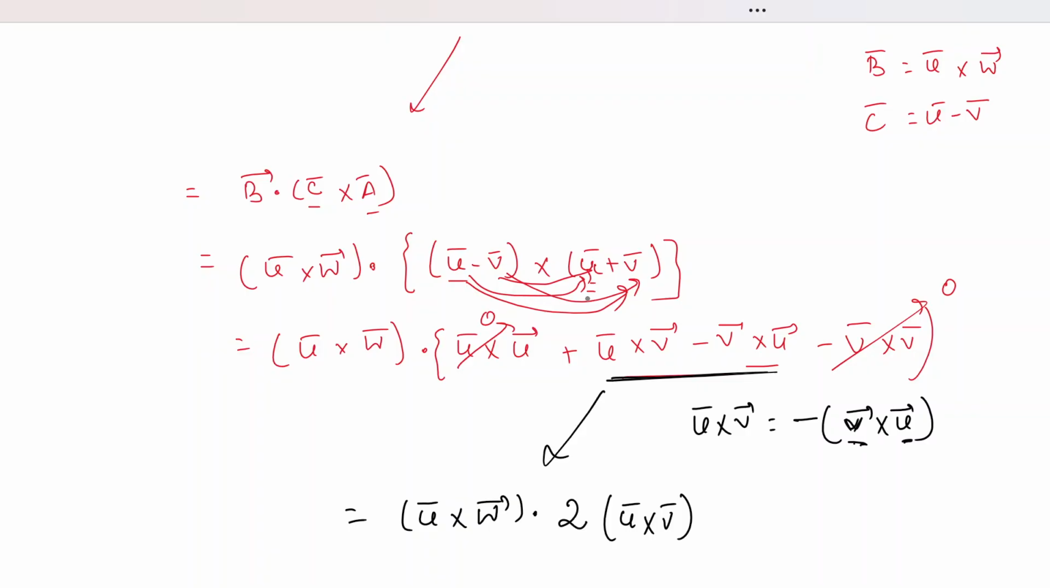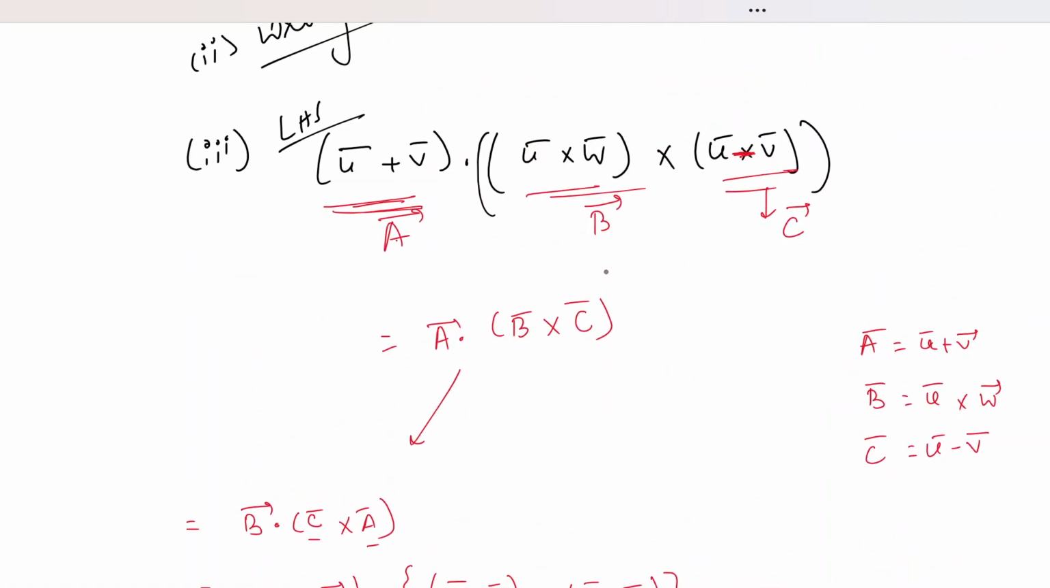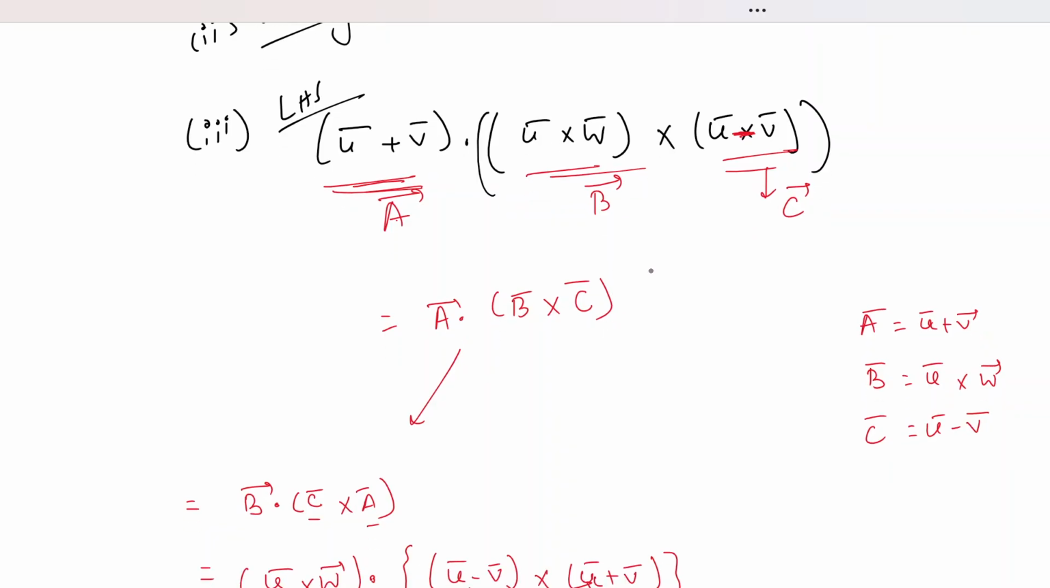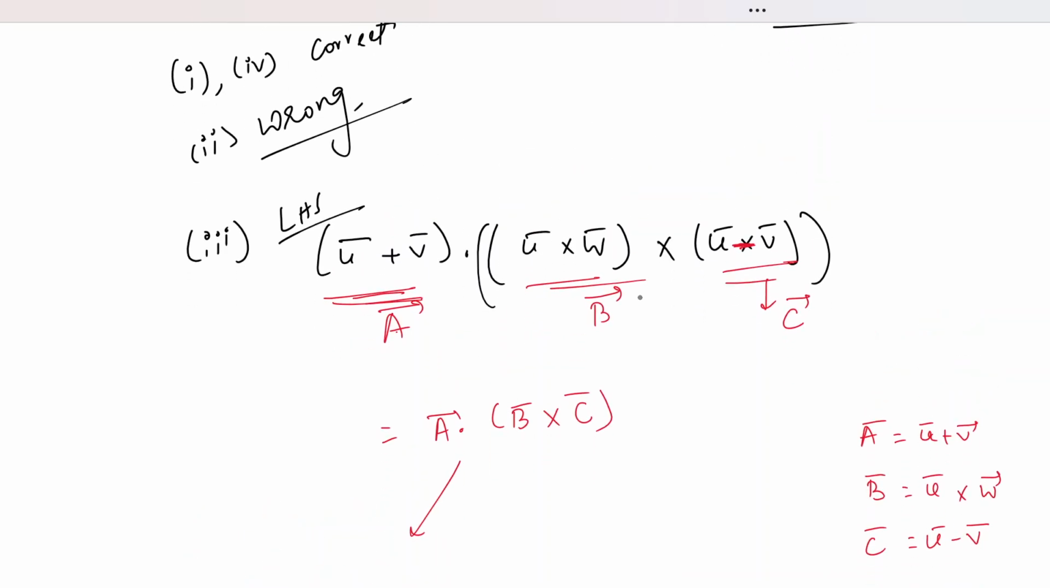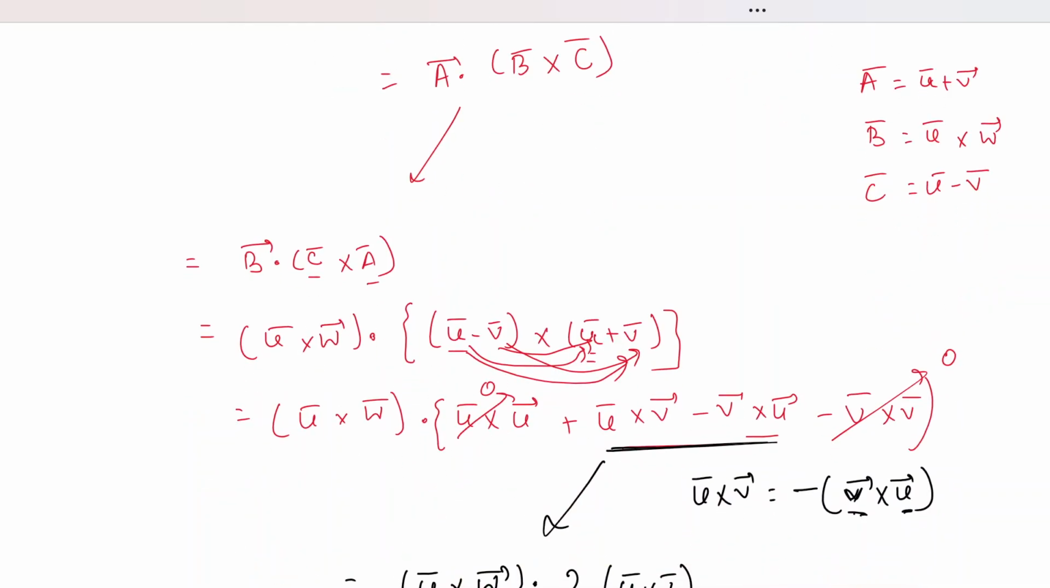I'm just checking whether there is a sign issue or not. u cross v, oh sorry, v dot c cross a, right? u minus v dot cross a. u dot b cross c is b dot c cross a, so u minus v comes cross a. Yeah, so I think it is right.